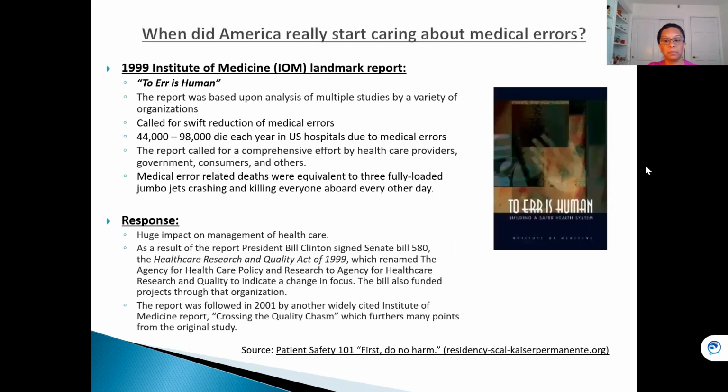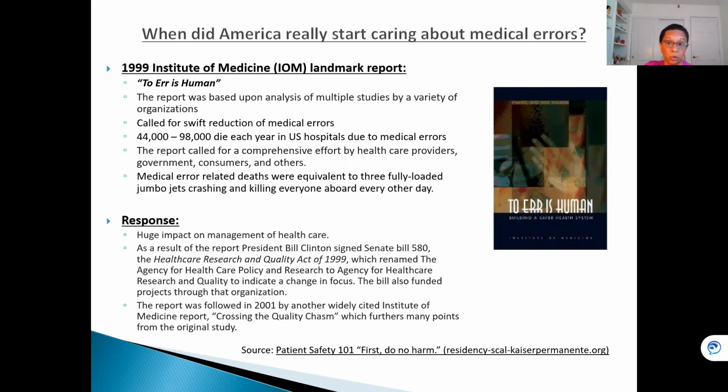Move on to the next one. So this one's really focused on when the US really started caring about medical errors. Where did this journey really begin and bring a limelight on patient safety? If you're familiar with the Institute of Medicine or not, in 1999 they published a landmark, groundbreaking, eye-opening report called To Err Is Human.